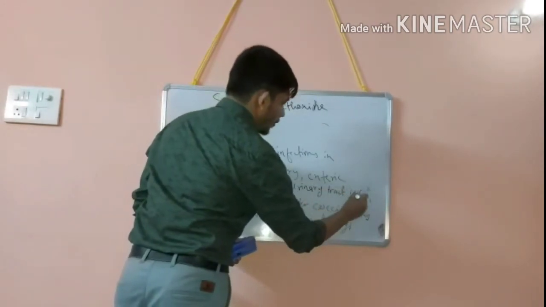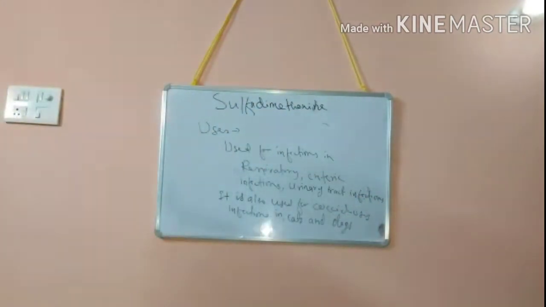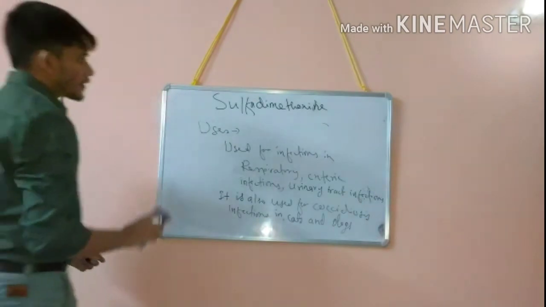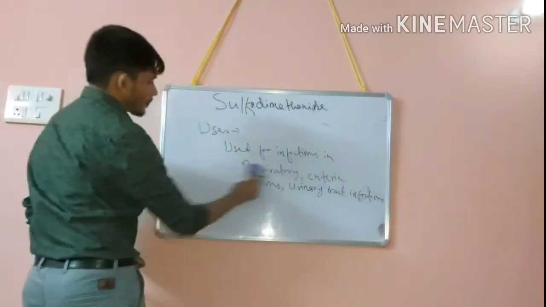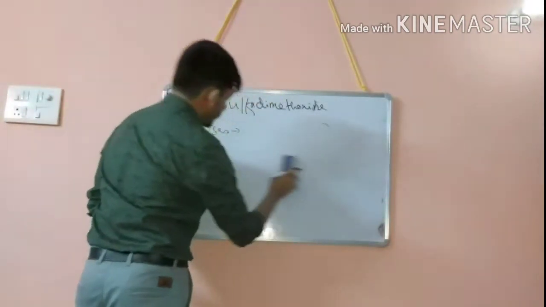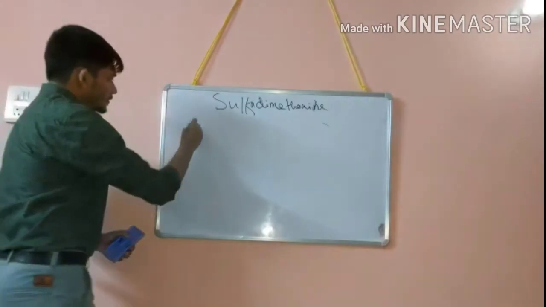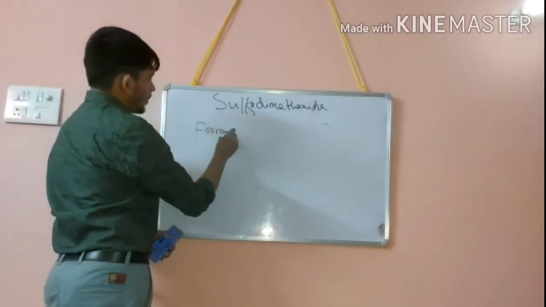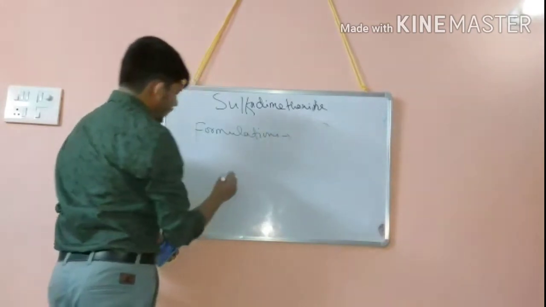Okay, urinary tract infections. For these conditions, sulfadimethoxine is widely used. Next we will see, after use, what the formulations are: the available, approved formulations.